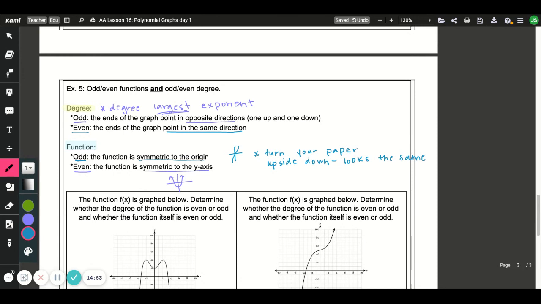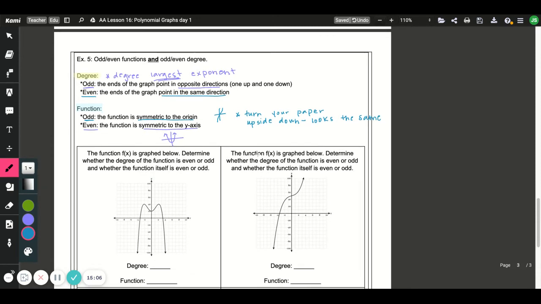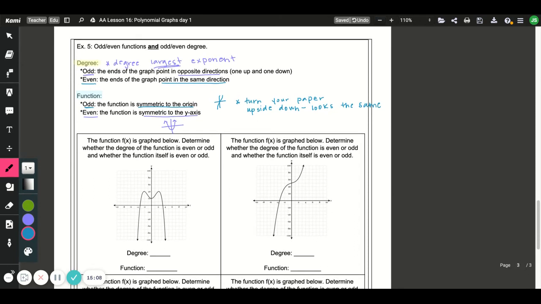So you have to determine two different things about the graph, two different odds or evens. It would have been kind of nice if they didn't both do odd or even, right? One for the degree and one for the function. So I'm going to shrink this a little bit so we can keep that chart on there while we look at this. Okay, so this first one, based on the degree, is this odd or even?